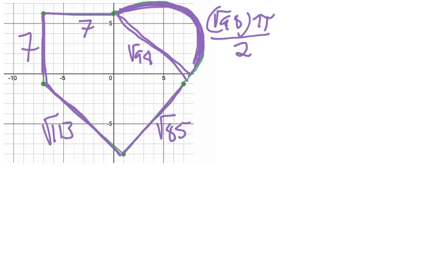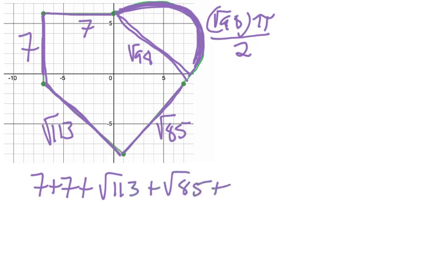So now we can just add up all the sides. So 7 plus the square root of 113 plus the square root of 85 plus the square root of 98 times pi divided by 2, and that gives us 49.4 if we round up. And so that's our perimeter.